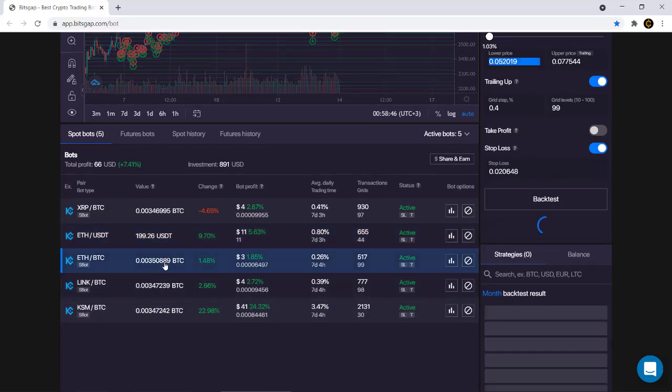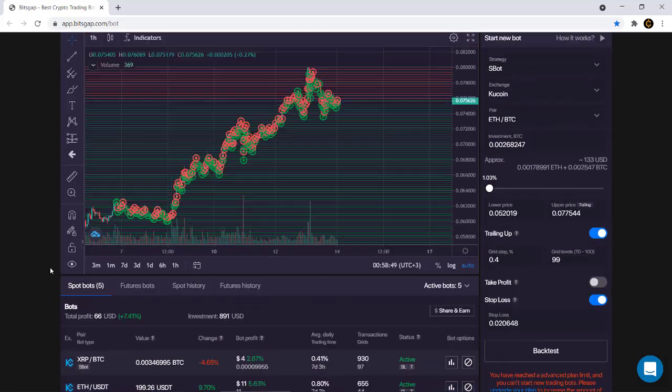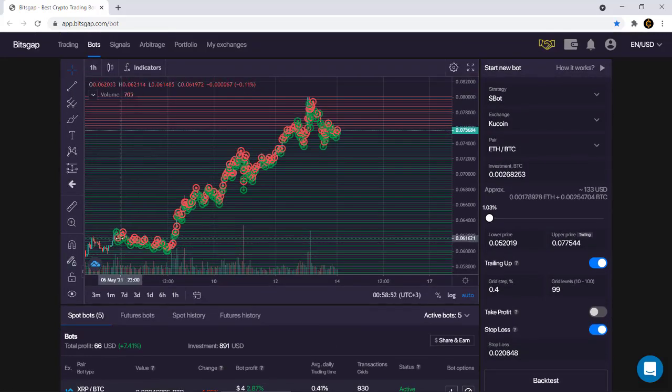And then we take a look at Ethereum BTC. Here, the value of Ethereum has been going up. Now we set our upper value at 0.077544, which is about over here.